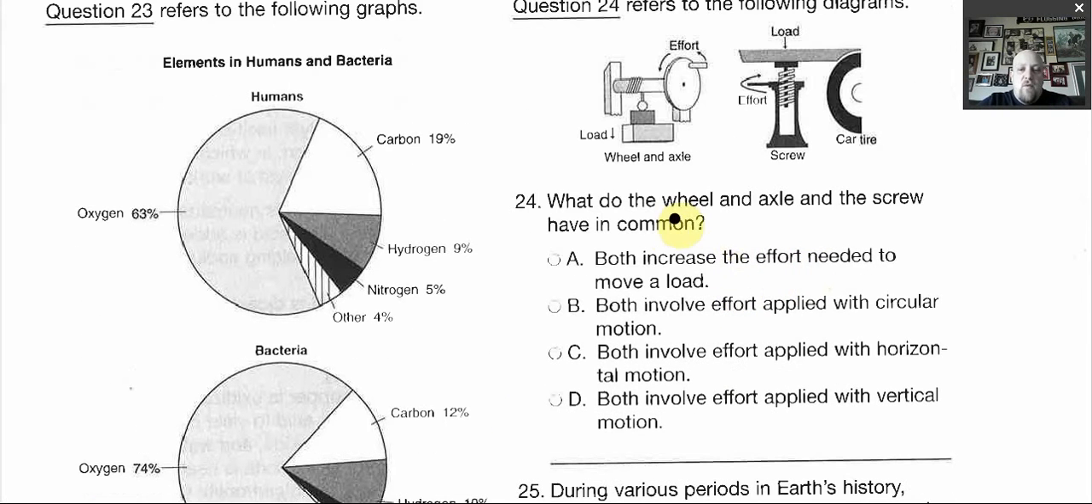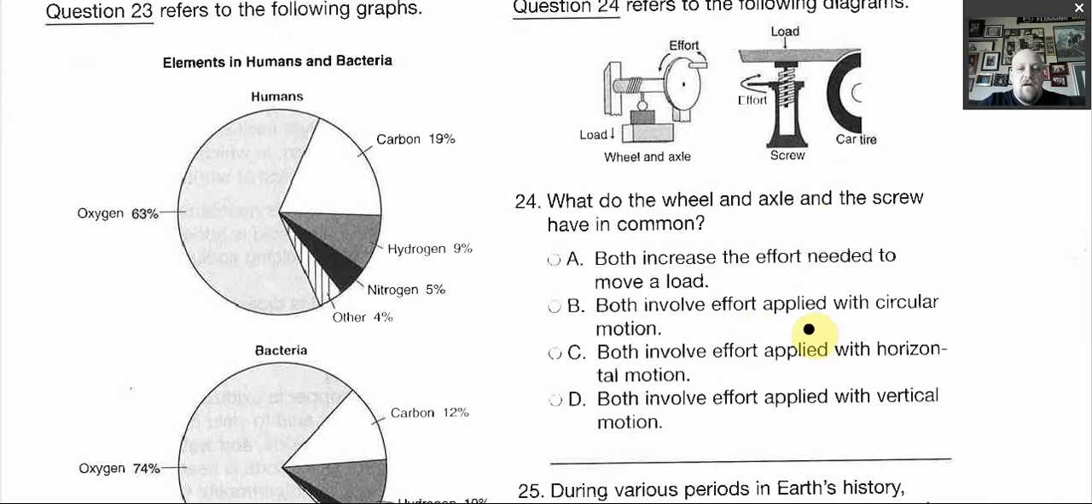What do the wheel and axle and the screw have in common? So if you look at this, the effort to turn this, it spins and pushes this outward. So effort is applied, it turns the screw and lifts the car. What do they have in common? Both increase the effort needed to move a load. That's incorrect. Like a car jack, you can't lift a car by yourself. A car jack reduces the effort needed.